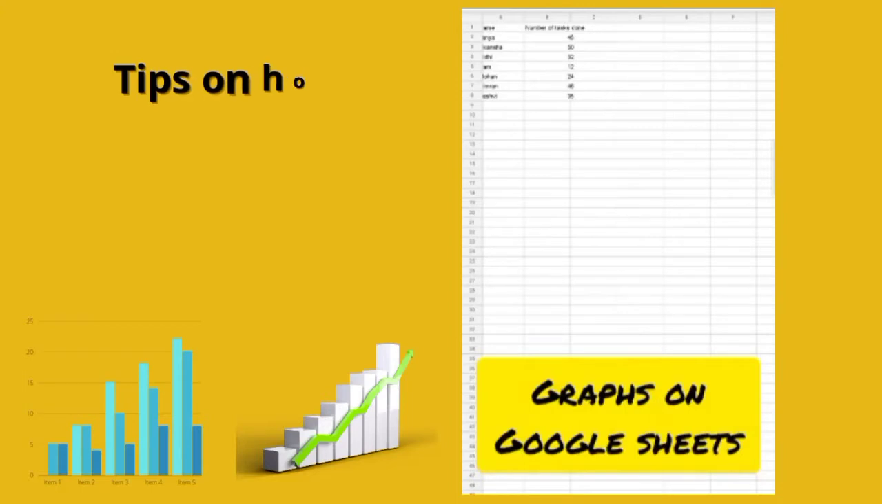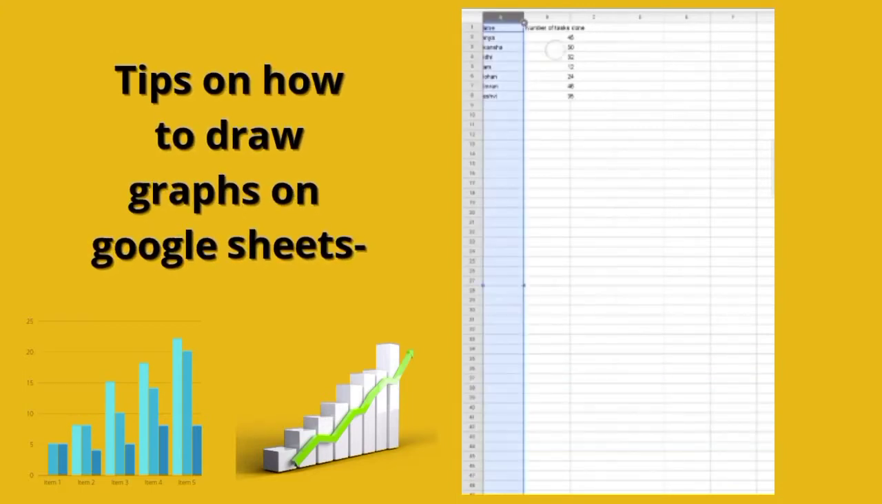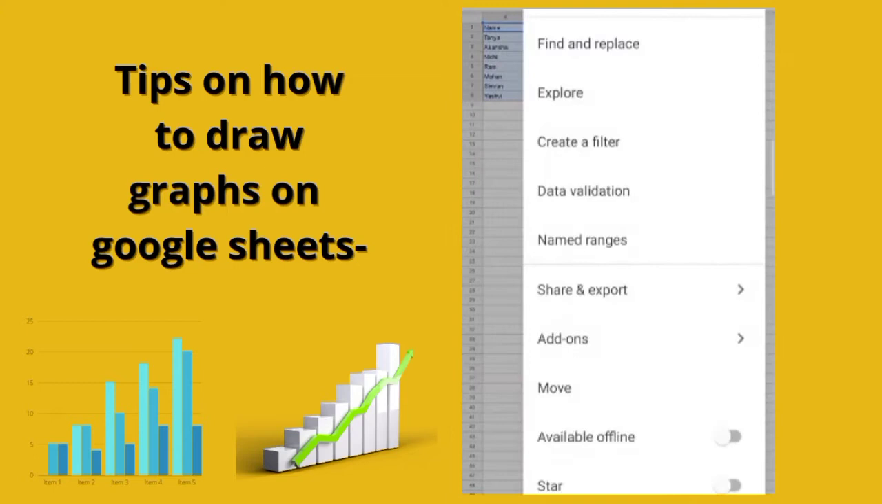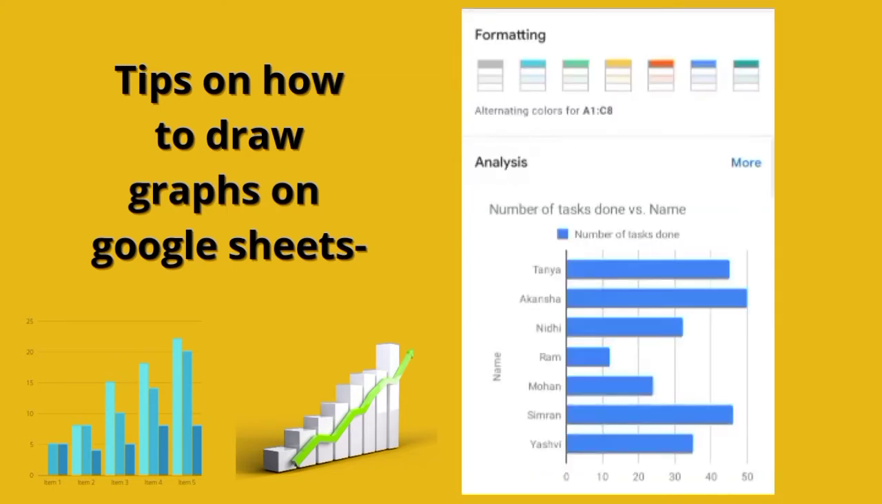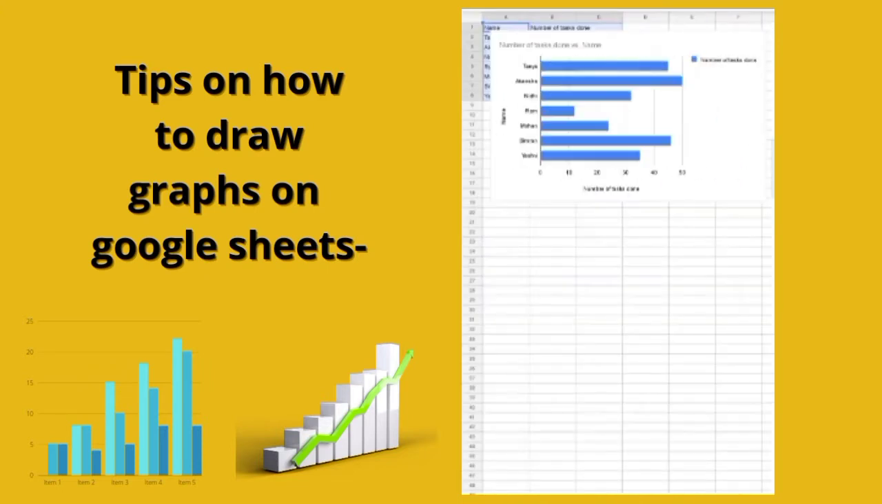Today we will learn about graphs on Google Sheets. For that, first we will select the data, then click on the three-dot button, then on the explore button. Here are the types of graph: bar graph, and here is the pie chart graph. Then if you want a bar graph, simply select that.